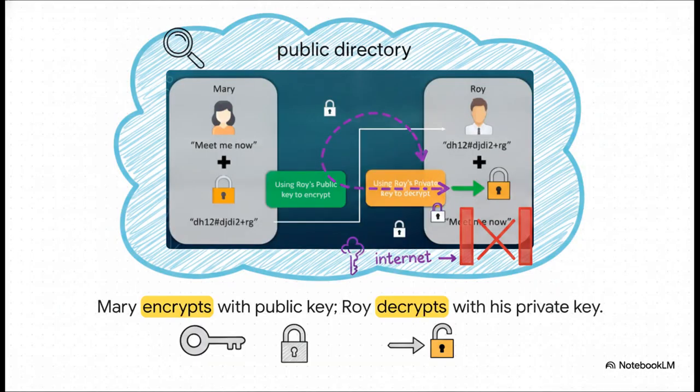Let's put this public directory concept into a real-world scenario with, say, Mary and Roy. Mary wants to send the message, "Meet me now," to Roy. She doesn't need to meet Roy in some dark alley to exchange a secret password. No way. She simply looks up Roy's public key in a public directory, because anyone can see it, and she uses it to lock her message. Instantly, the text scrambles into total gibberish. That ciphertext then travels across the open internet, and even if someone intercepts it, it is totally useless. When it finally reaches Roy, he just uses his own secret private key to unlock it and read, "Meet me now." The keys are paired together, but they are completely distinct.